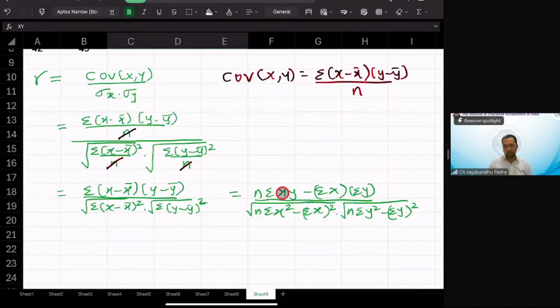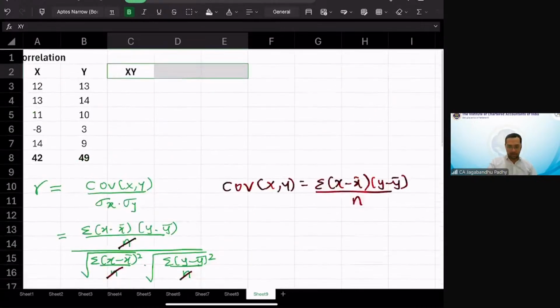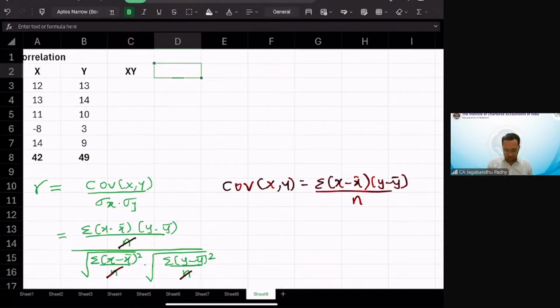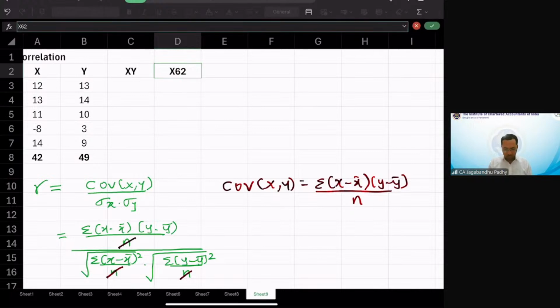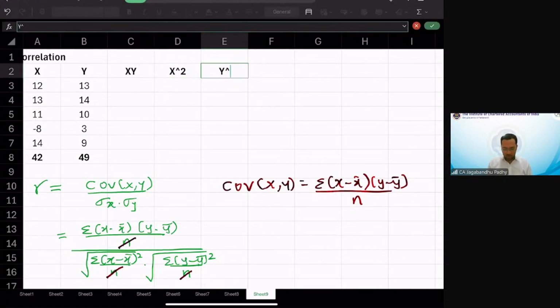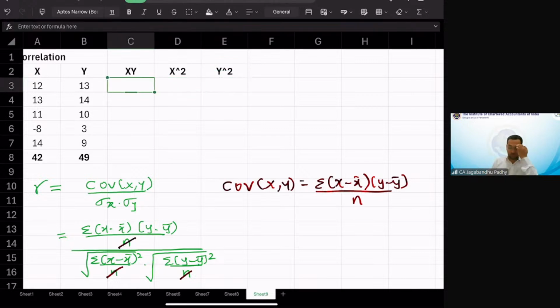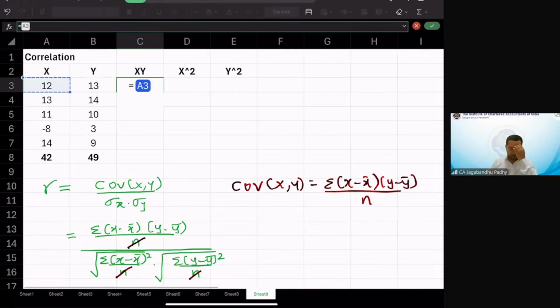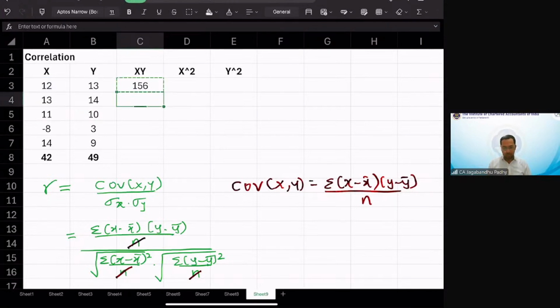Look at this, xy and one more column. Yeah, x square and y square, right guys? So let us put this xy, x square and y square. So xy will be 12 into 13. I get the values, right?